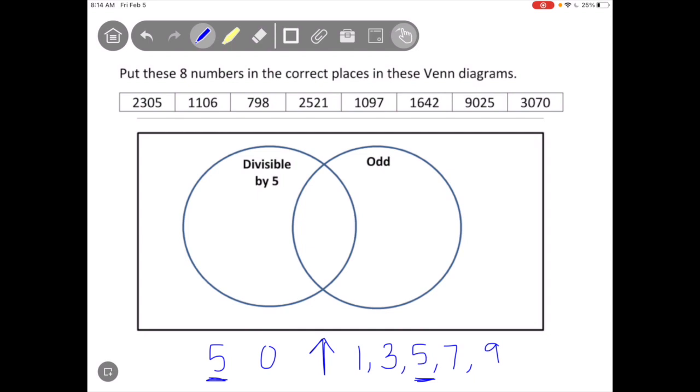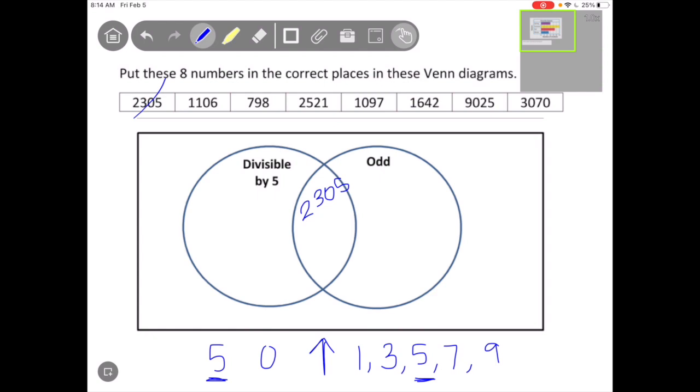So now let's go through the numbers and see which part of the three circles or the three areas that it can go into. The first one we have is 2,305. That ends in a 5, so it's going in the middle. Cross it out.